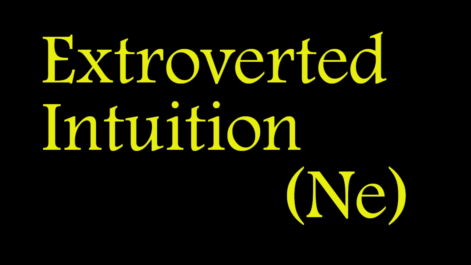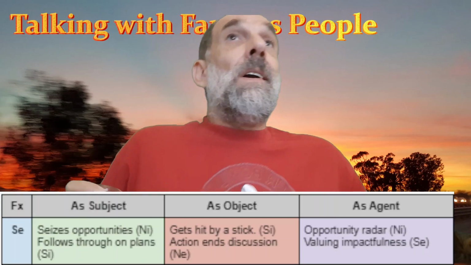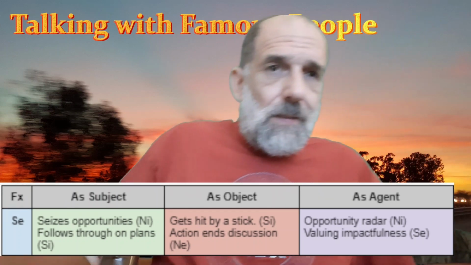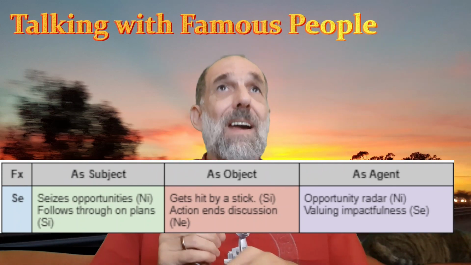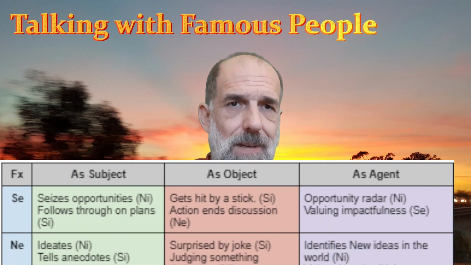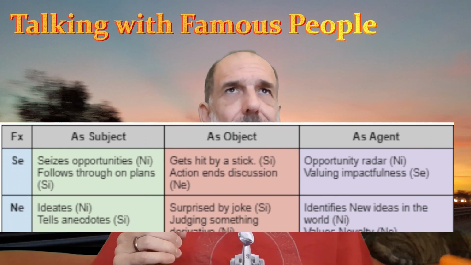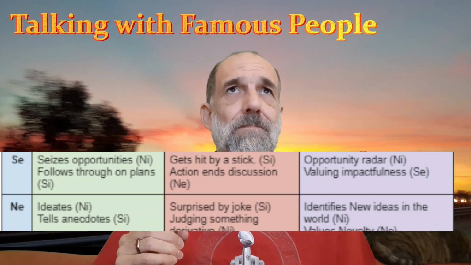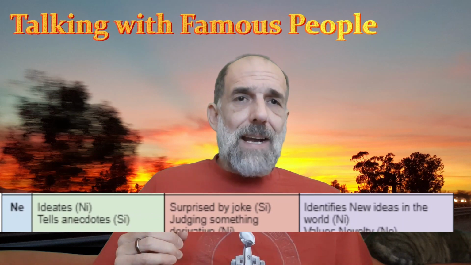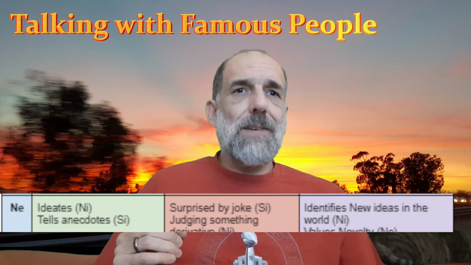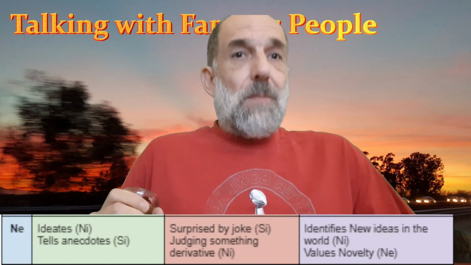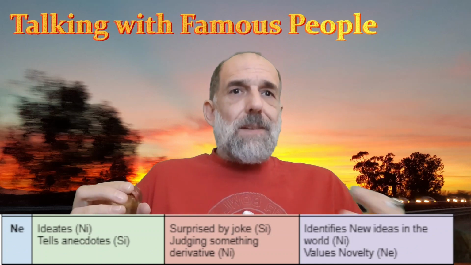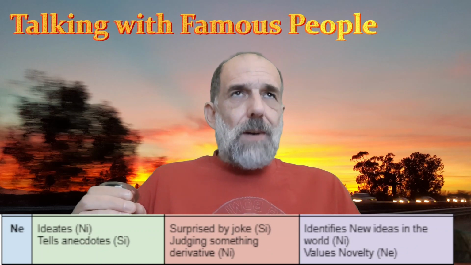Extroverted Intuition, NE. Let's go down to the second function, extroverted intuition. As a subject, it ideates, and it's going to ideate against a metric of NI, so that's where the NI comes from. It's going to tell anecdotes. That's going to get those anecdotes from its SI, because being an NE-DOM implies a certain relationship with those other three functions.